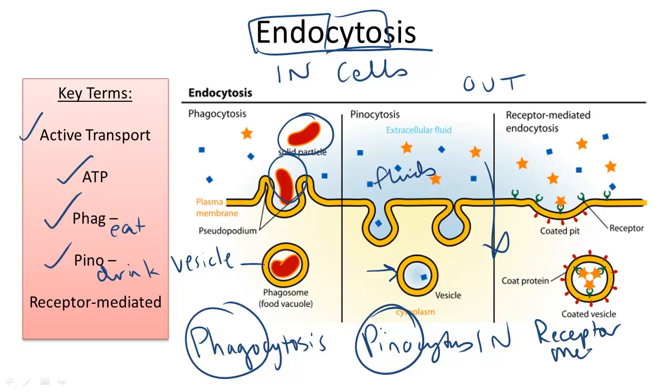receptor-mediated endocytosis. Well, in this case, there are tiny little protein receptors on the outside of the membrane willing to only accept specific particles that will bind to them. When these particles bind, the membrane again pinches off into a vesicle and brings these particles or substances wherever they are needed.